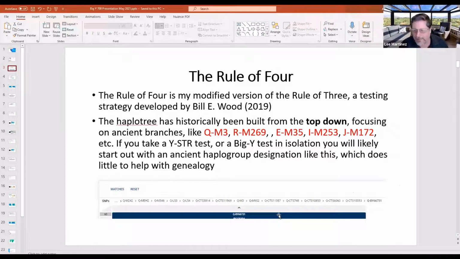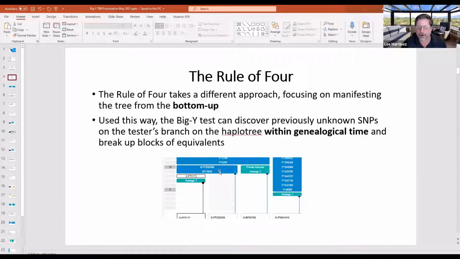This is more like saber-toothed tiger time. You're back here. You literally have mastodons and saber-toothed tigers running around. This is not in genealogical time. This is like before the Stone Age. Here we're talking about decades and centuries, right?